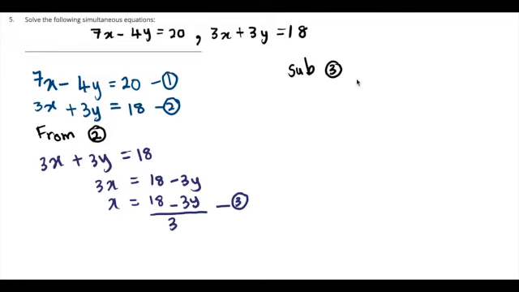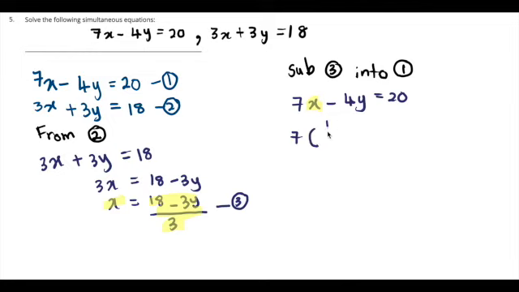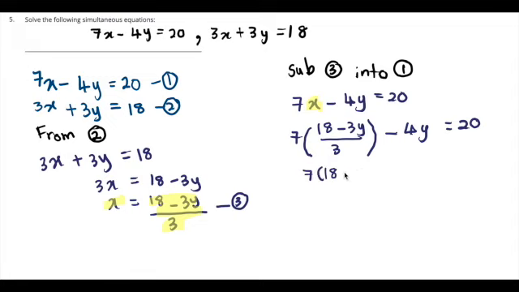Then we substitute equation 3 into equation 1 because we haven't used equation 1, right? So 7x minus 4y equals to 20. Now we are going to change x there into 18 minus 3y over 3. Put bracket there for any term that you substitute. So we expand, we multiply 7 with 18 minus 3y. Put bracket there, all over 3. Minus 4y equals to 20.